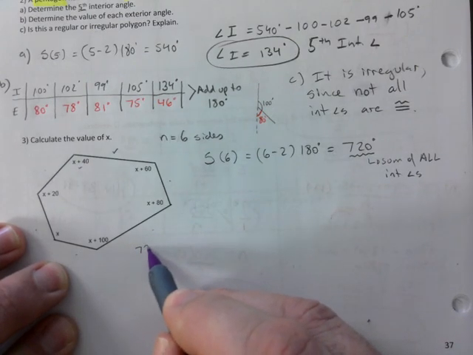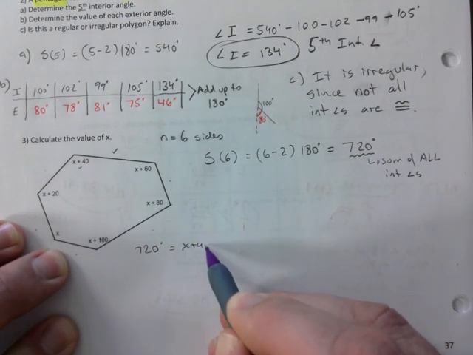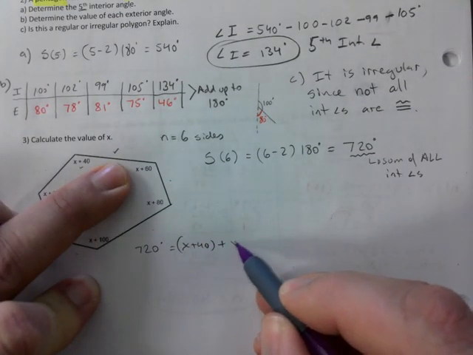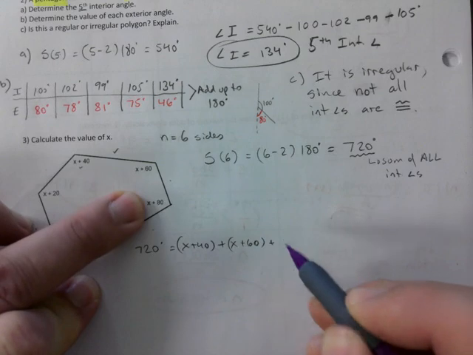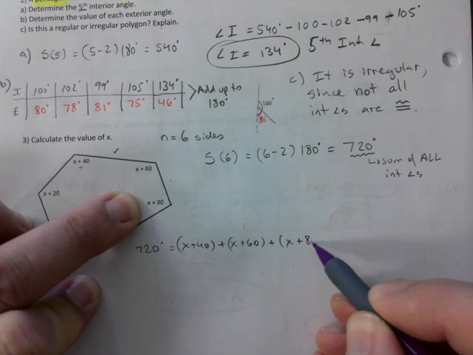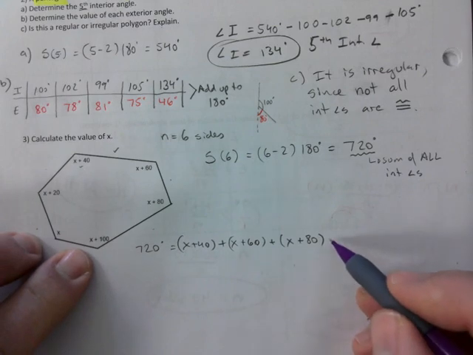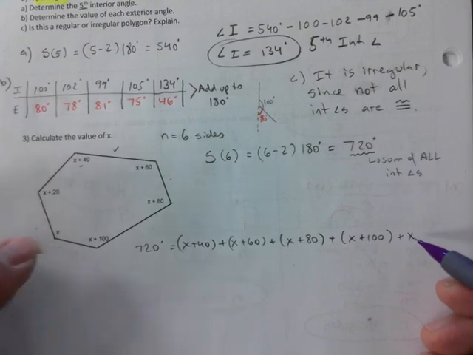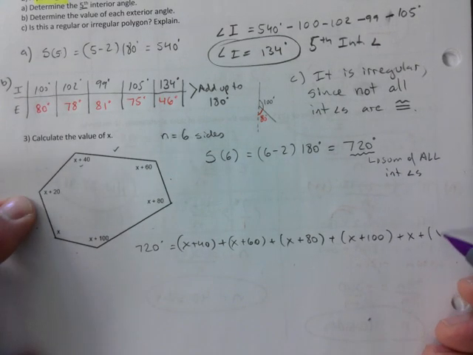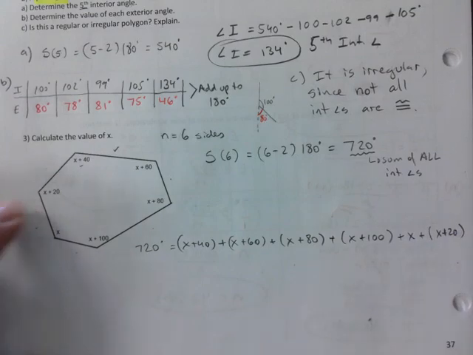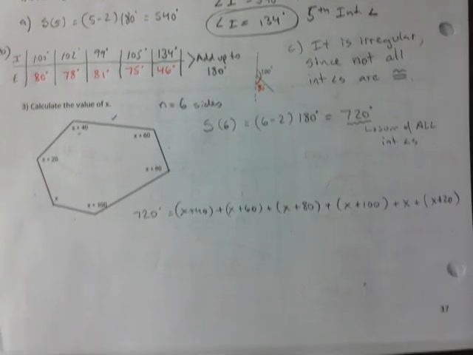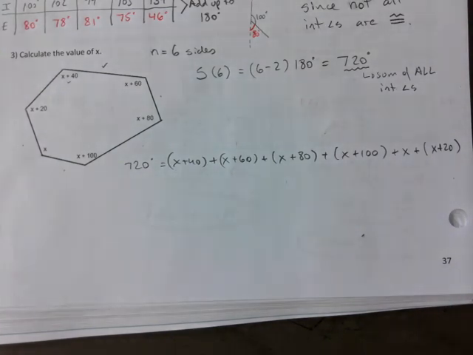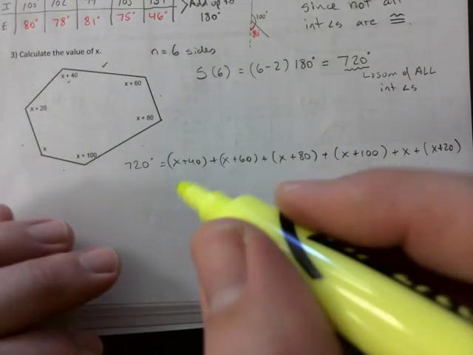Do it again. 720 is equal to x plus 40 plus x plus 60. And these expressions could be 2x plus 80. It could really vary greatly. And there's just an x here, and then there's an x plus 20. So just go ahead and set it up like that. Everything is adding here. You don't have a single negative, so you don't really have to worry about the brackets. I'm just going to see how many x's I have here.